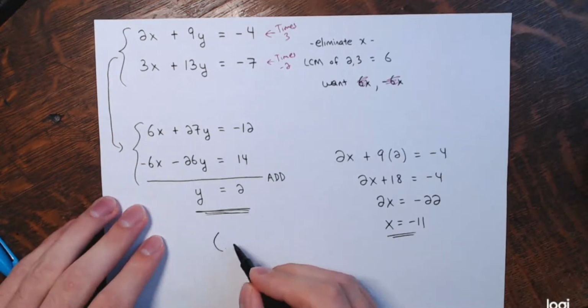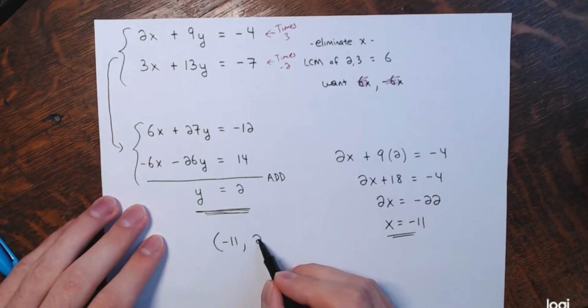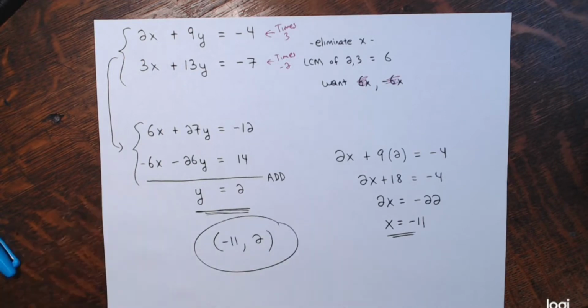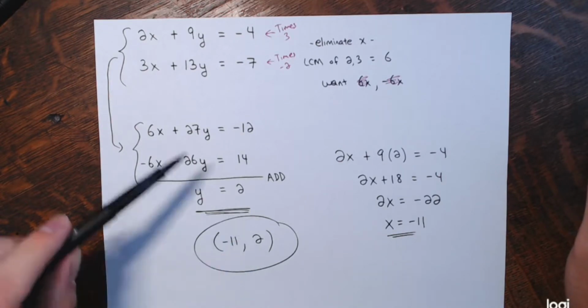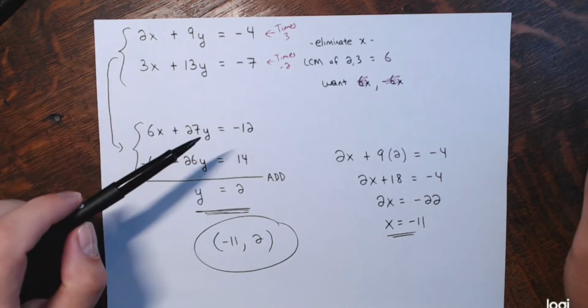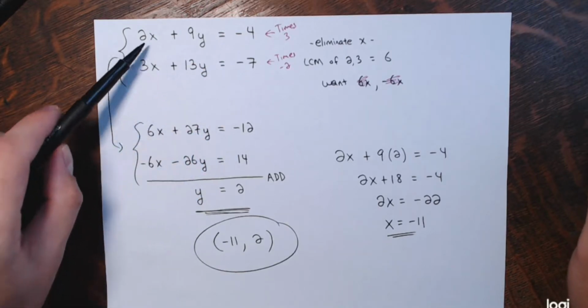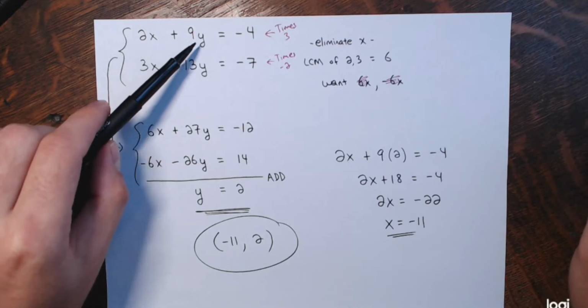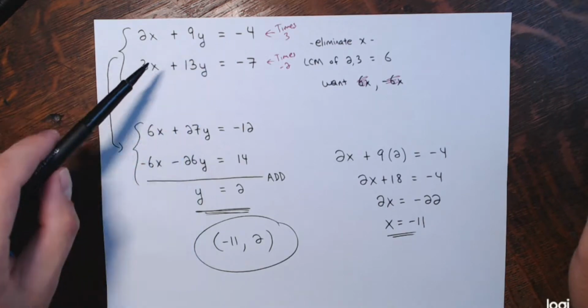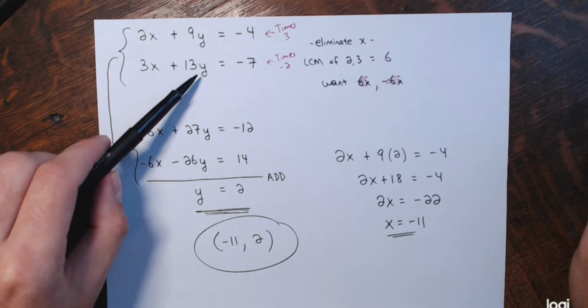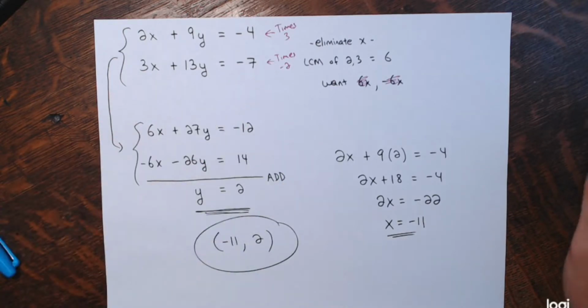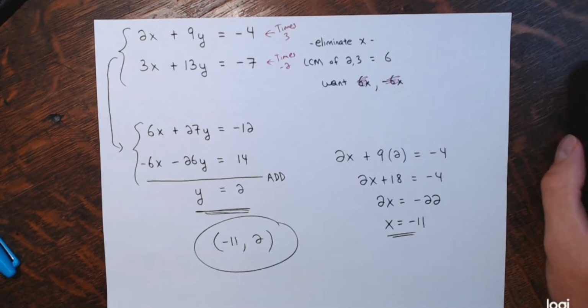So the solution would be negative 11 for x, comma, 2 for y. That's the ordered pair we're going to be entering. And double check it. If you were to replace x with negative 11 and y with 2, would both the original equations be true? Would every equation in the system be true? Let's see, we'd have negative 22 plus 18, that would be negative 4. Great, so the first equation is satisfied. Then the second equation, we'd have negative 33 plus 26, which is negative 7. So this is indeed the solution of this system.